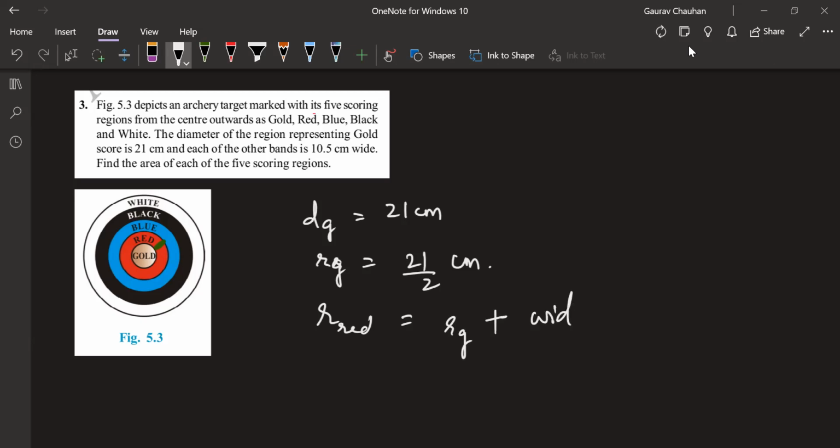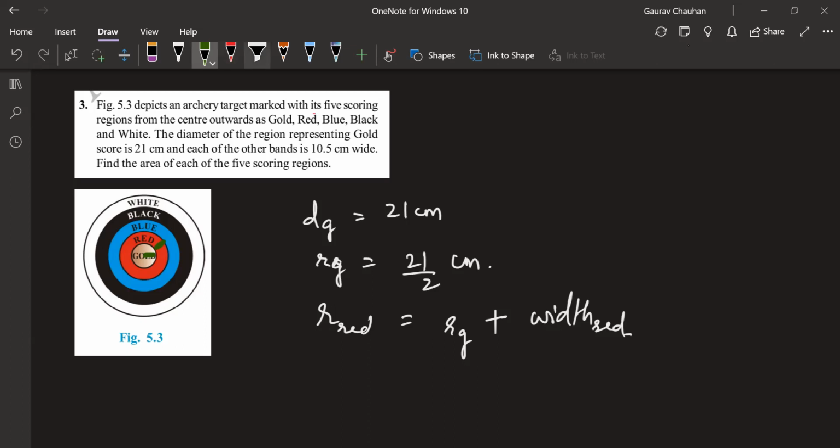Plus width of the red band. You sure about this? You're confused. Anyone has a different answer? Same answer, Manisha? Radius of the gold circle, sir, plus the width of the circle, sir. Whatever we get, total minus gold radius.